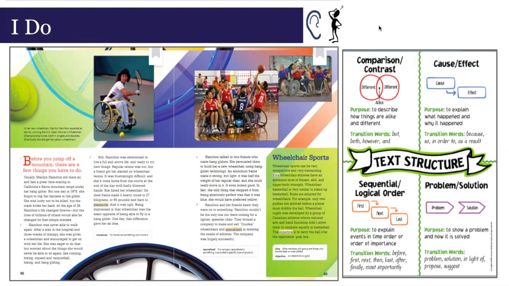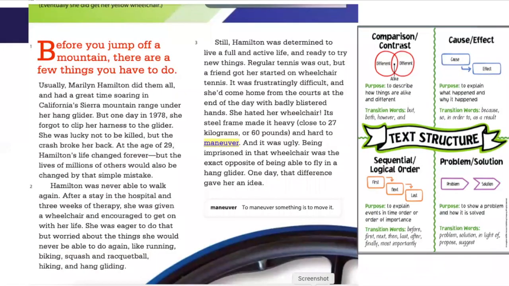text. Let's get started. I'm going to read the introduction to "Wheelchair Sports: Hang Glider to Wheeler Dealer." As I read the introduction, I'm going to stop after each paragraph to see if there are any signal words to help me recognize the organizational pattern.